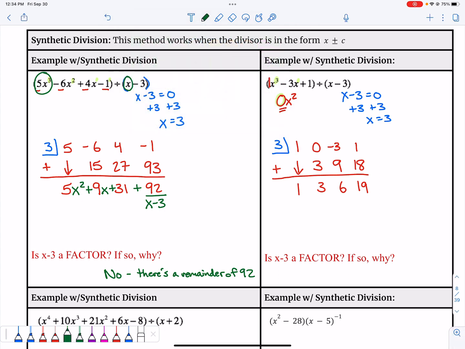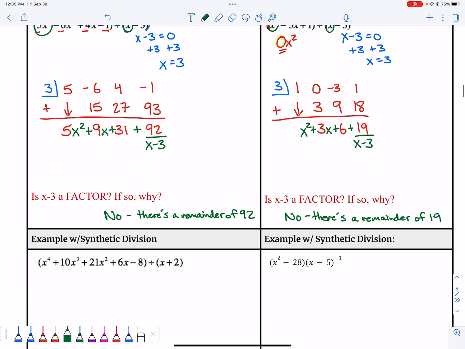Then you've got to put your variables back in. So you started with something cubic. You divided by something to the first power, so it would make sense that now you have one less power. So x squared, plus 3x, and then 6 is your constant, and then 19 is your remainder. You never want to combine any of those numbers that you end up with. Those are each holding a place in your quotient. And then it says, is x minus 3 a factor? If so, why? So we would again say no, because there's a remainder of 19. And whenever there's a remainder, what you divided by is not a factor.